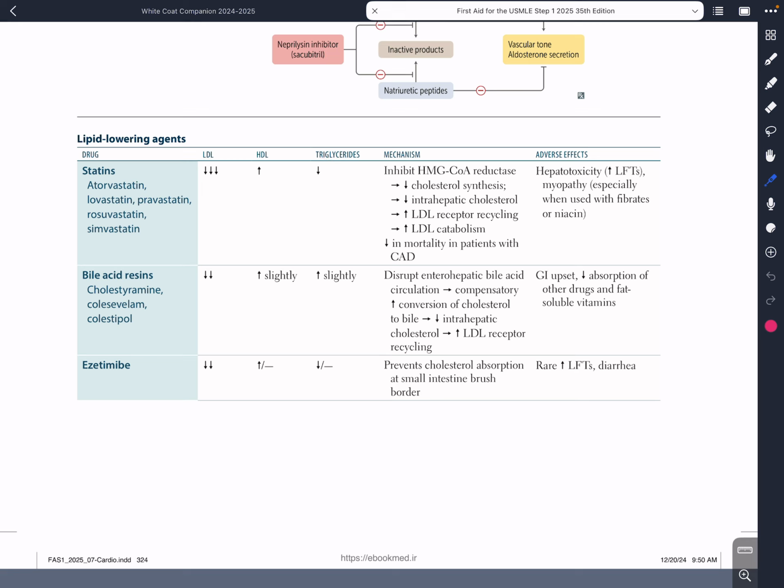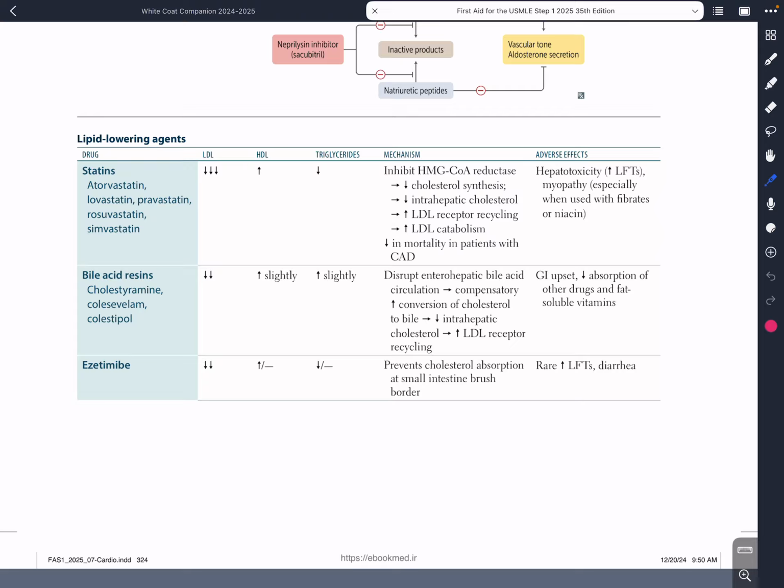The mechanism of action of statins is that they inhibit HMG-CoA reductase, decrease cholesterol synthesis, decrease intrahepatic cholesterol, and increase LDL receptor recycling, which means you eventually have increased LDL receptors and increased LDL catabolism. Catabolism means breakdown of LDL. So eventually the level of LDL comes down. If receptors go up, the level goes down.